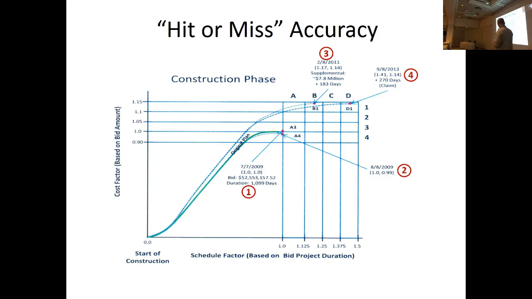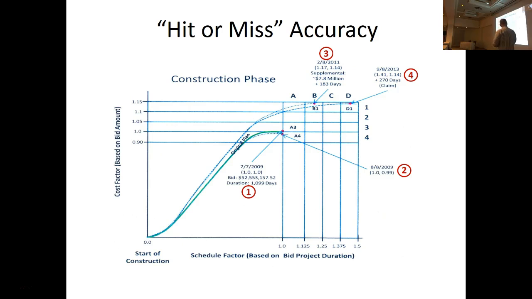And then you go to 3, so February of 2011, a couple of years later, a supplemental or change order comes through in the order of $7.8 million. This is a $53 million job, so it's a pretty sizable change order. And the contractor was given 183 more days to complete the work. So now the shape of the payout curve changes again. Okay, from the original shape, now it's up here.